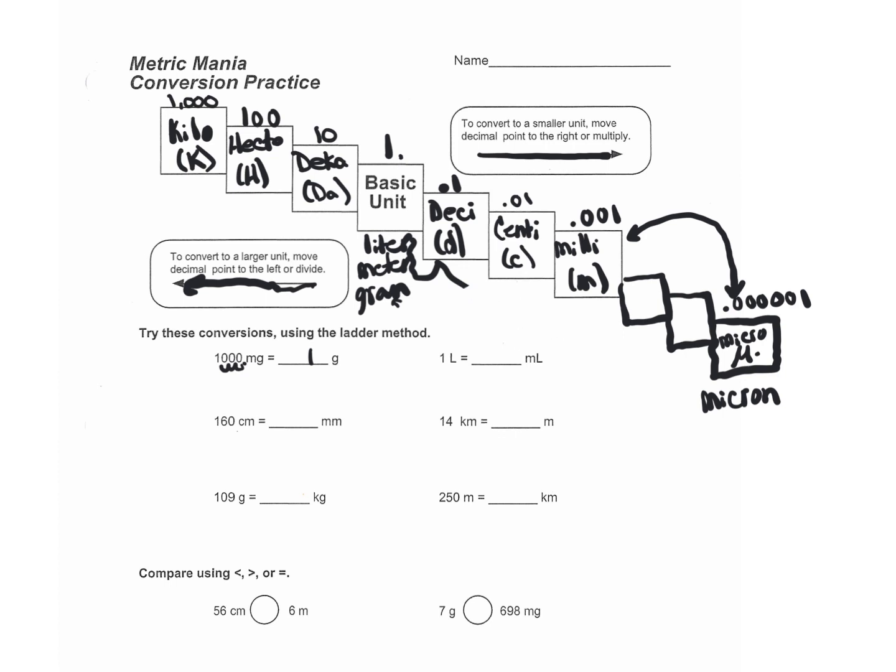Now, if you're going the other way, if you're going from liters to milliliters, now you're moving to the right. It's still 1, 2, 3 spaces. Remember, your decimal place is implied after the 1. So if you have 1, you'd move your decimal place 1, 2, 3, and you fill in each one of these empty spaces with a 0, and you get 1,000.